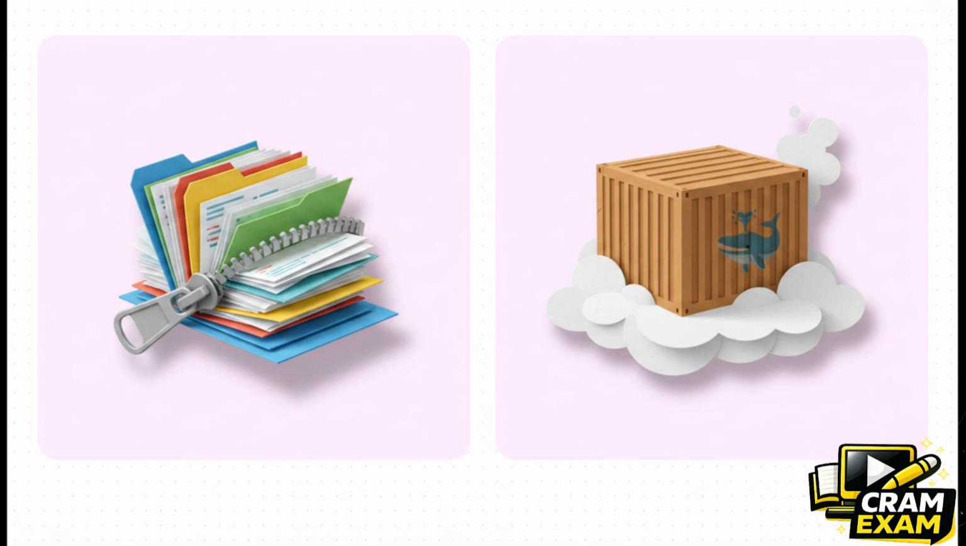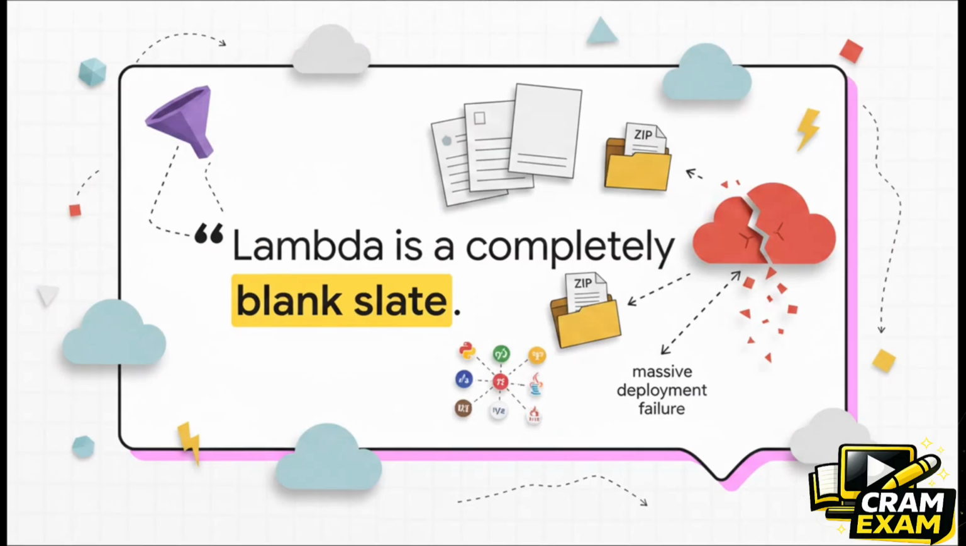If you just select your index.js file, right-click, hit compress, and deploy that zip straight to Lambda, your code is going to fail. Think about that for a second. Lambda is a completely blank slate. It does not have your local libraries. You absolutely must package all your dependencies inside that zip file, right next to your code. But here's the kicker. Even if you do that, you can still trigger a massive deployment failure.